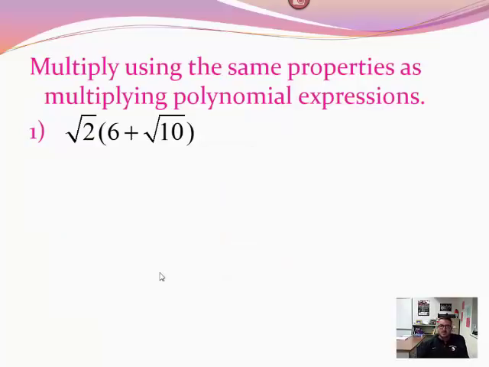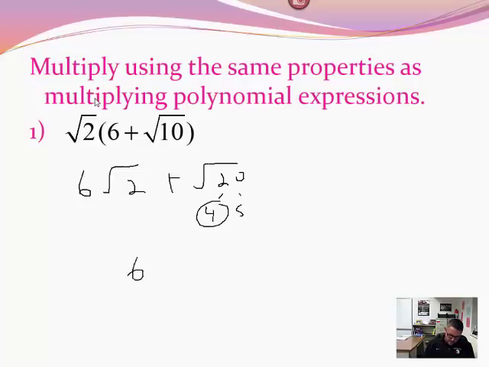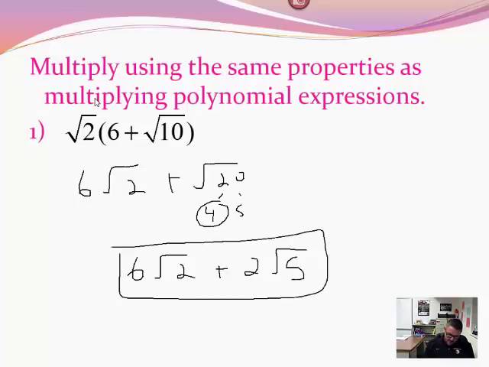So when we have this square root of 2 times this binomial, all you're going to simply do is just distribute it through. So now you have 6 times the square root of 2 plus the square root of 2 times the square root of 10 would give me the square root of 20. And then we know how to break down the square root of 20. That's 4 times 5. So then I can rewrite that as 6 square root of 2 plus 2 square root of 5. And since those are not like radicals, that's as far as I can go with it.